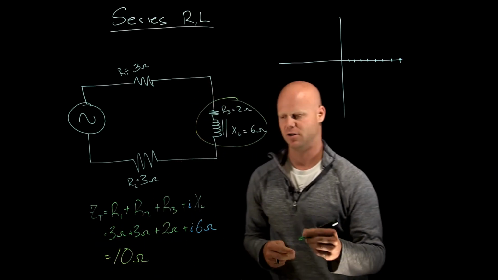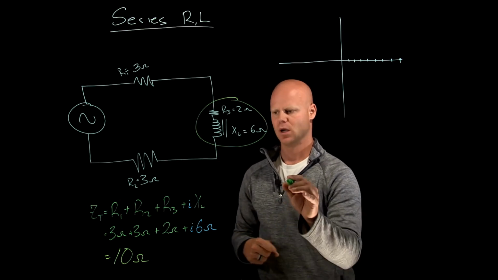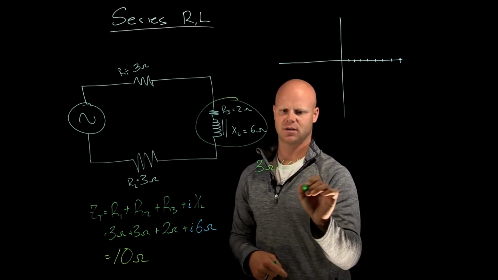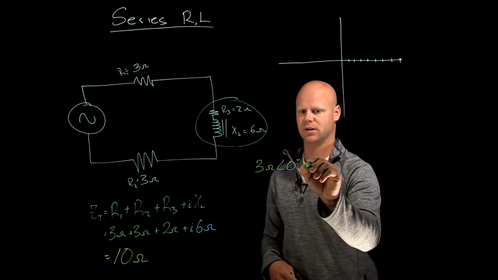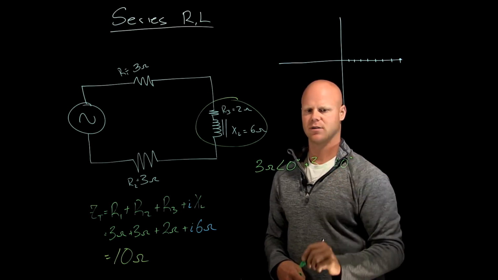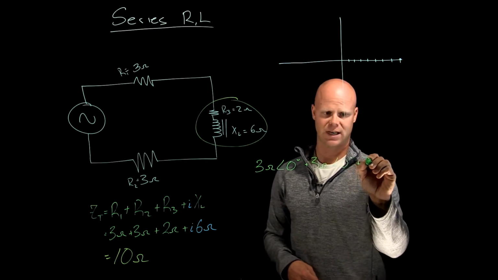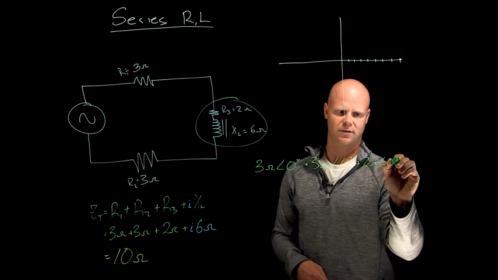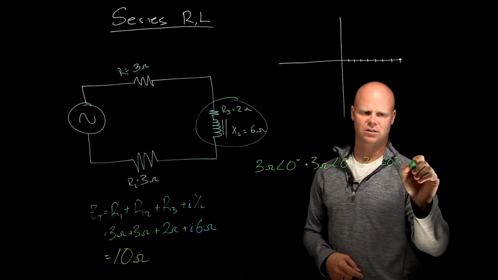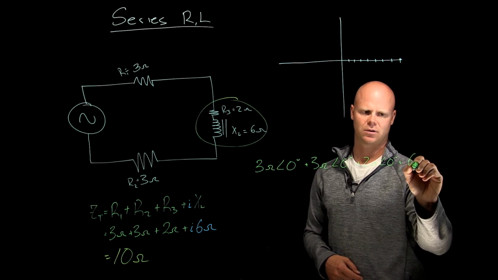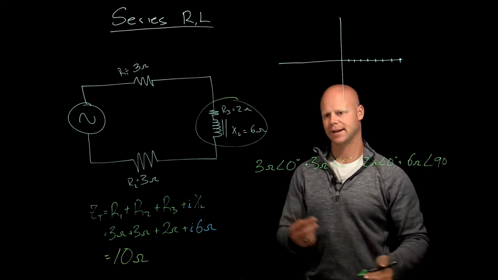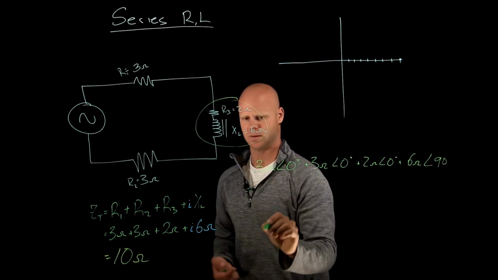Another way that I could do this is polar form, where I could have just said my 3 ohms is at 0 degrees, because we know that's a purely in-phase component. I have another 3 ohms at 0 degrees, another 2 ohms at 0 degrees, plus I have 6 ohms, 90 degrees displaced from there. If you do that into your calculator in polar form, you would get the same. You would get 10 ohms.